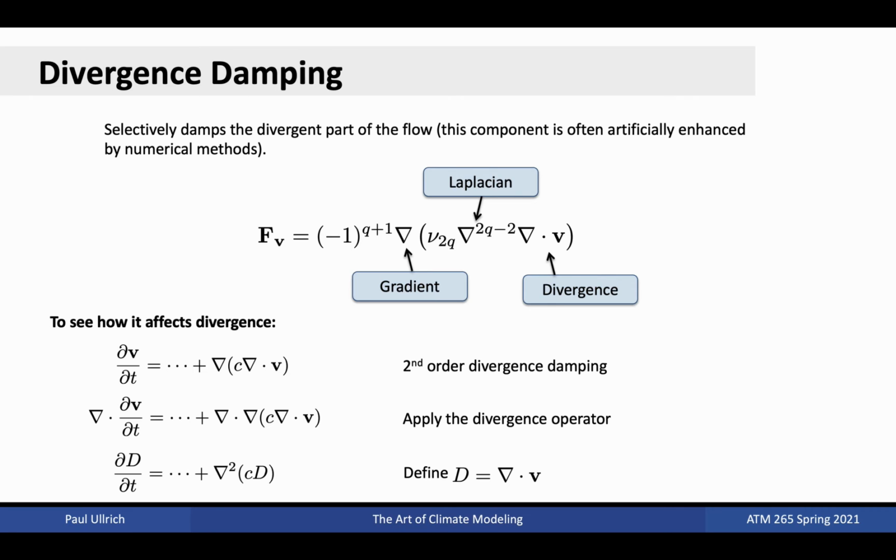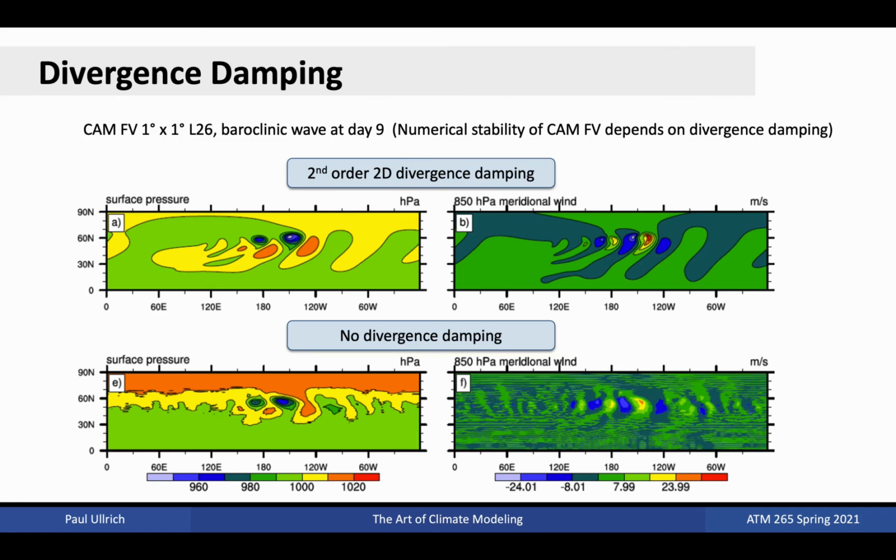If we then take the divergence of both sides of this expression, we obtain an update equation for the divergence. This hits on the gradient operator in the divergence damping to produce a Laplacian of the divergence. Thus, we see that this term has an effect on the divergence analogous to a second-order standard diffusion operator. Without divergence damping, the CAM finite volume dynamical core is actually numerically unstable for this test case. That is, it produces spurious noise that eventually triggers negative temperatures.